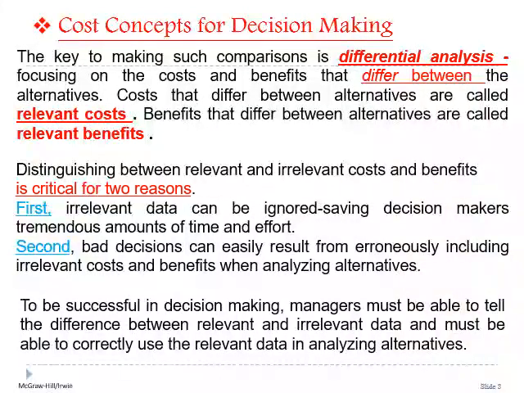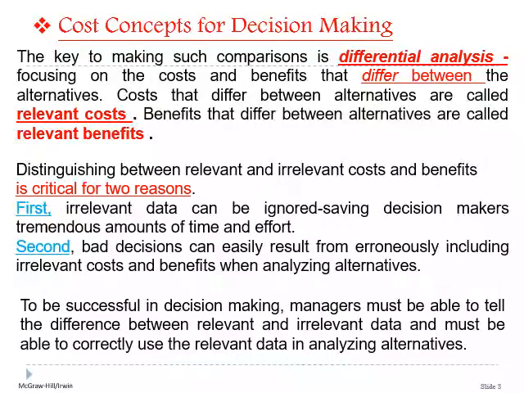The question here, why distinguishing between relevant and irrelevant costs is important. So the answer here, distinguishing between relevant and irrelevant costs and benefits is critical for two reasons. يبقى عشان اعمل تفرقة بين الريليفنت والإريليفنت cost and benefit مهم ليه يا جماعة؟ we have two reasons.